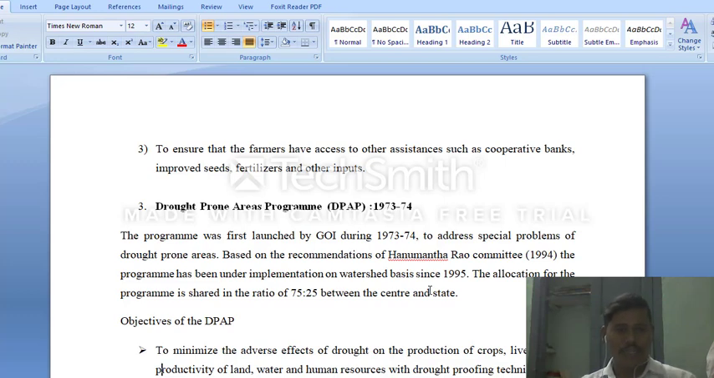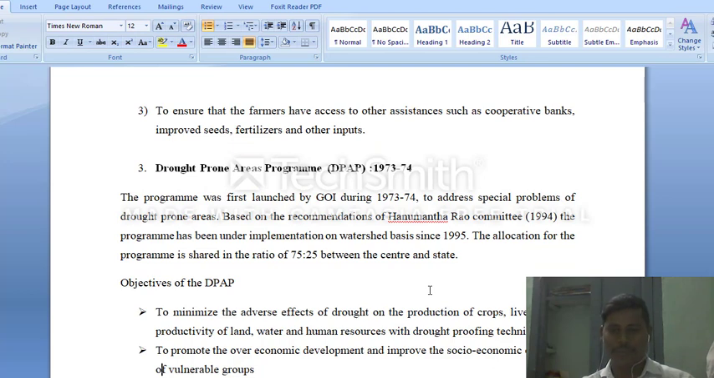The next foremost important program was launched in 1973-74 by the Government of India. It is called the Drought Prone Areas Program. This program was first launched to address special problems of drought prone areas based on the recommendation of the Hanumantha Rao Committee. The program has been under implementation on a watershed basis since 1995. The allocation for the program is shared in the ratio of 75:25 between the center and the state.